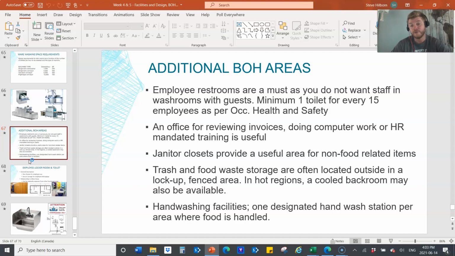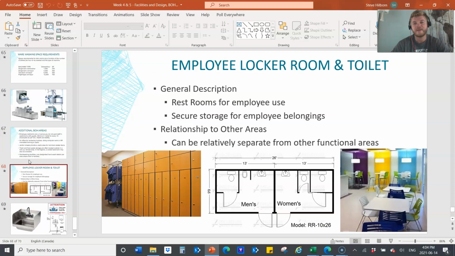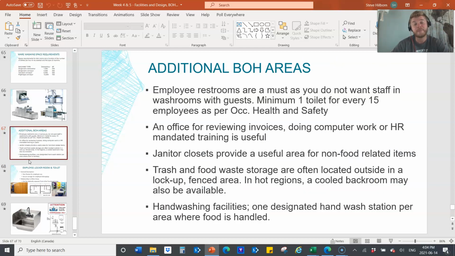And then we also need trash and food storage, often located in the back. We're not bad in Canada because we are hot in the summer, of course, but we also have winters, and you can keep your garbage outside, and it's not that smelly or anything else. In some areas, in hot regions, they have cooled back rooms, but you won't really see that here. Just ensure that you have those areas, and it's typically a fenced-in area because people don't want to see the cooks outside in dirty, food-drenched clothing and having smokes and whatever else they're doing back there. So you enclose it and make it look nice and professional.